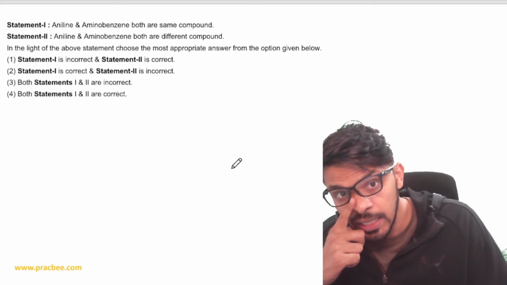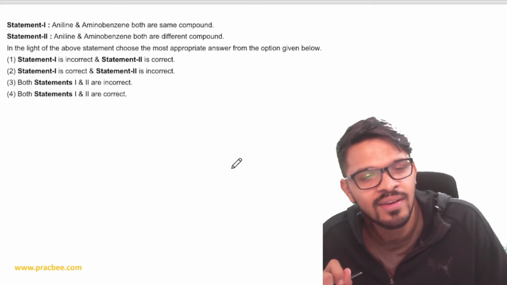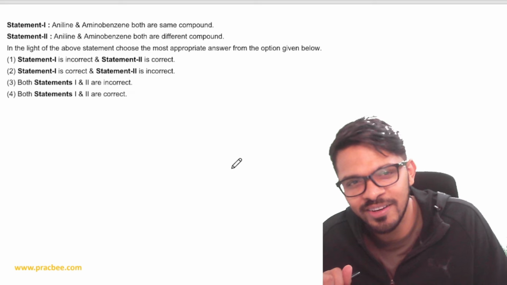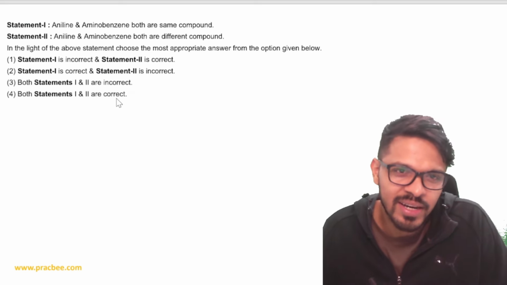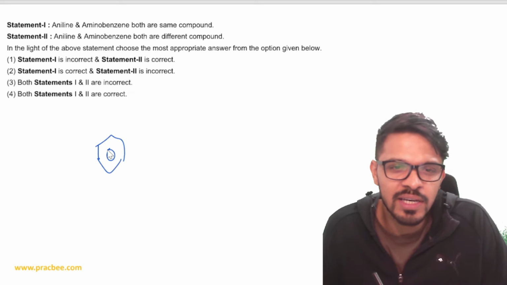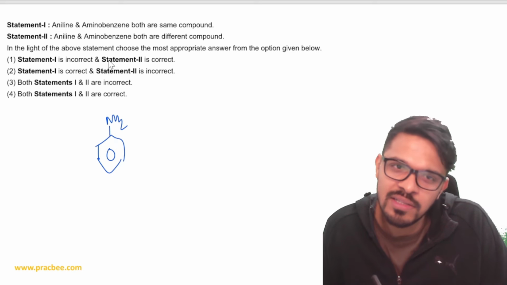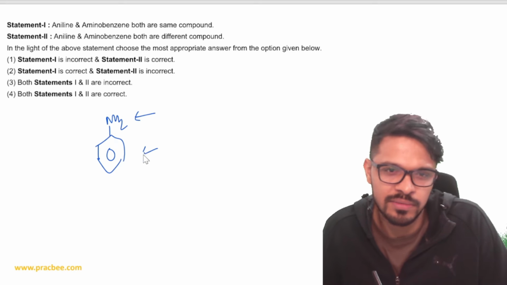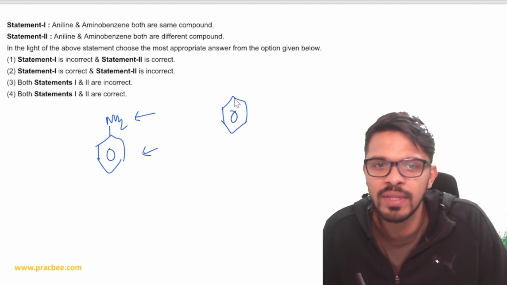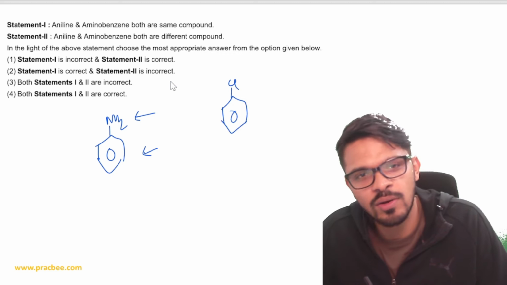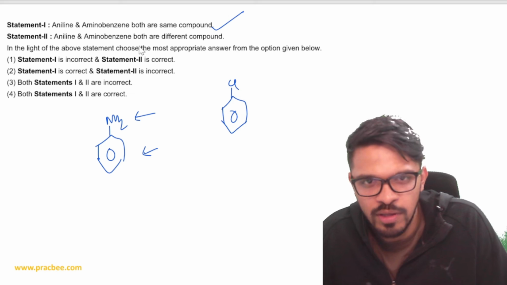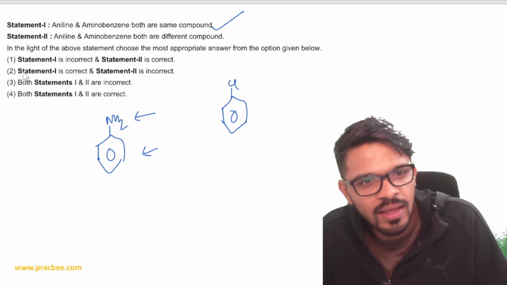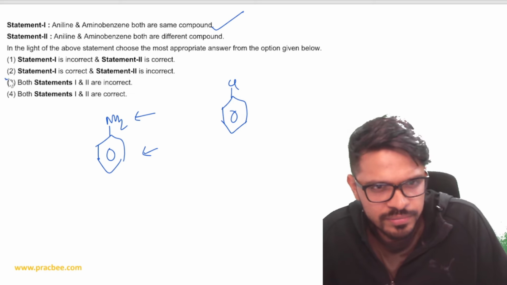Next, aniline and aminobenzene, both are the same compound. Aniline and aminobenzene, both are different compounds. Only one of them can be correct. We know aniline is basically benzene and NH2, and this is also called aminobenzene, just like chlorobenzene, right? This is called chlorobenzene, this is called aminobenzene. Both of them are the same compound. Useless questions they are asking, no?